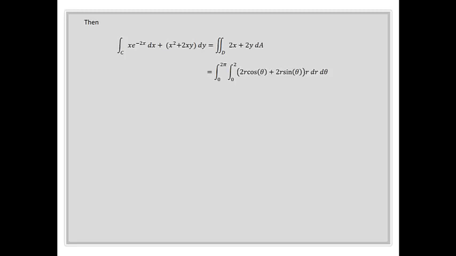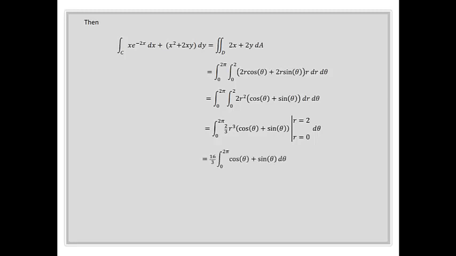Great. So we're going to put the r's together. So I'll pull out, so we have a 2r squared. We integrate that with respect to r to give us 2/3 r cubed times cosine theta plus sine theta, evaluated for r from 0 to 2. That gives us 16/3 times the integral from 0 to 2 pi of cosine theta plus sine theta. Integrating with respect to theta, we get 16/3 times sine theta minus cosine theta, and evaluate theta from 0 to 2 pi to see that we get an answer of 0.